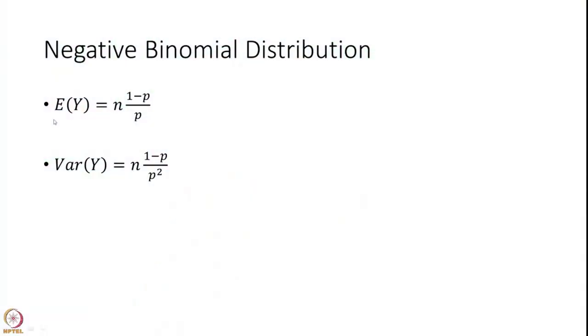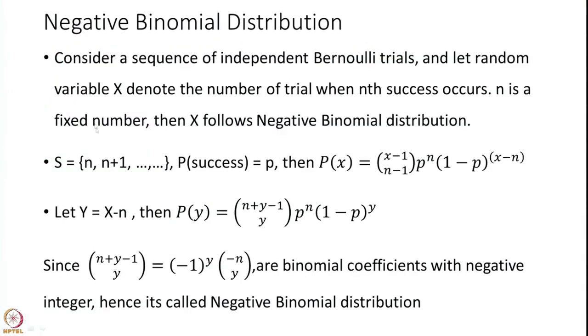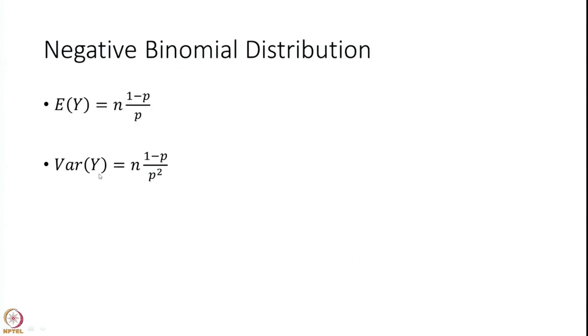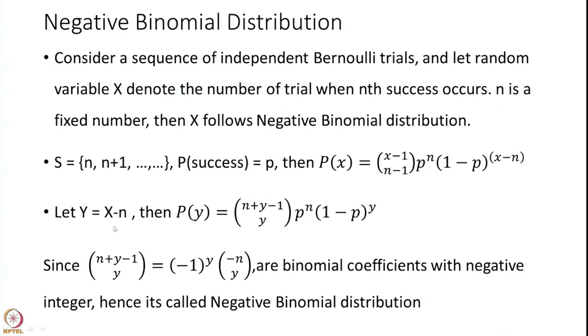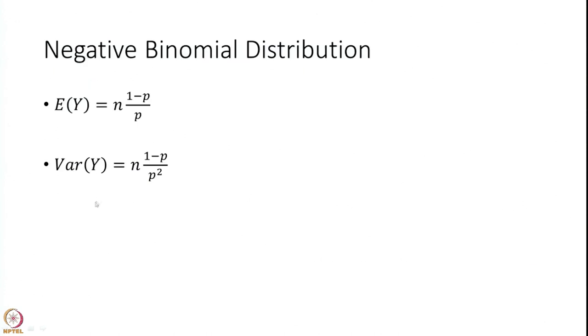In this case, it is easier to calculate the expected value and variance of y, from which you can of course work out the expected value and variance of x, y being x minus n. It turns out that the expected value of y is n times (1 minus p) by p, and the variance of y is n times (1 minus p) divided by p square.